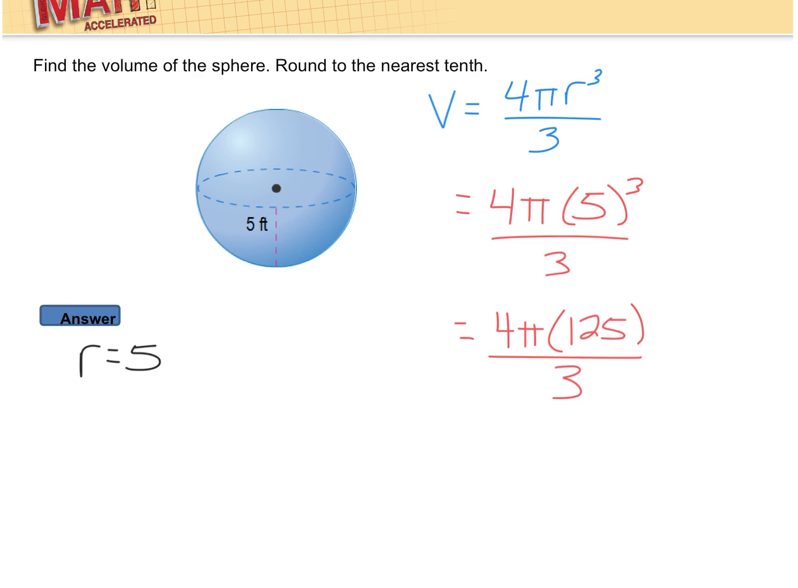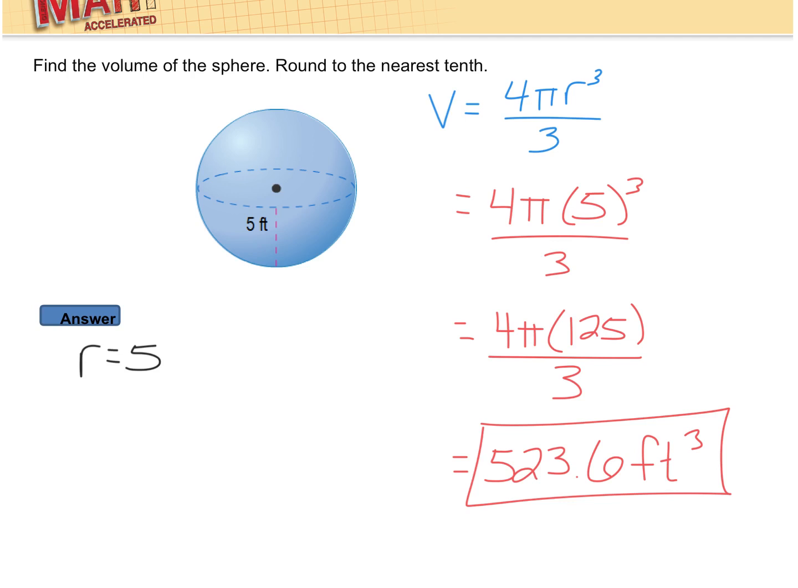Now take the whole top part, multiply all those together, and then last step, divide by 3. So we have 4 times pi times 125 divided by 3. What do you get? 523.6. And then what's the label? Feet cubed.